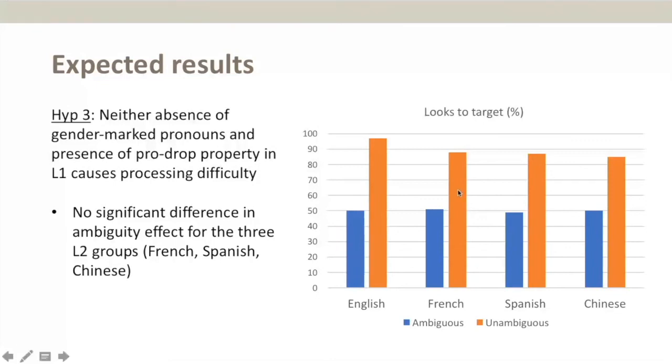And in addition, if there is a general L2 processing difficulty, that means if L2 language processing is maybe slower than L1 processing, then you will see that there's a difference between the three L2 groups and the native English speakers group. But if all four groups are performing the same and there's no significant difference, that means that the L2 speakers are able to achieve a native-like proficiency.